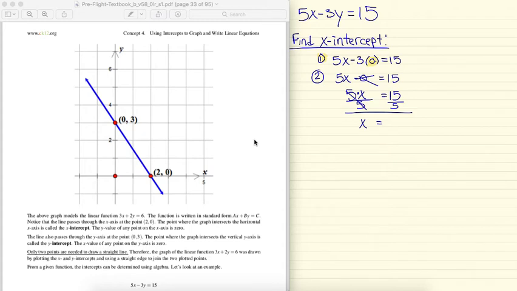Now, whatever you do to one side, you have to do to the other. And by sides, I'm referring to sides of the equal sign. So whatever math I do on the left side of this equal sign, I have to do the same thing to the right side in order to keep that balance and keep it being equal. So dividing by 5, I end up with x equals 3. So this is telling me 5x minus 3y equals 15 crosses the x-axis at x equals 3.